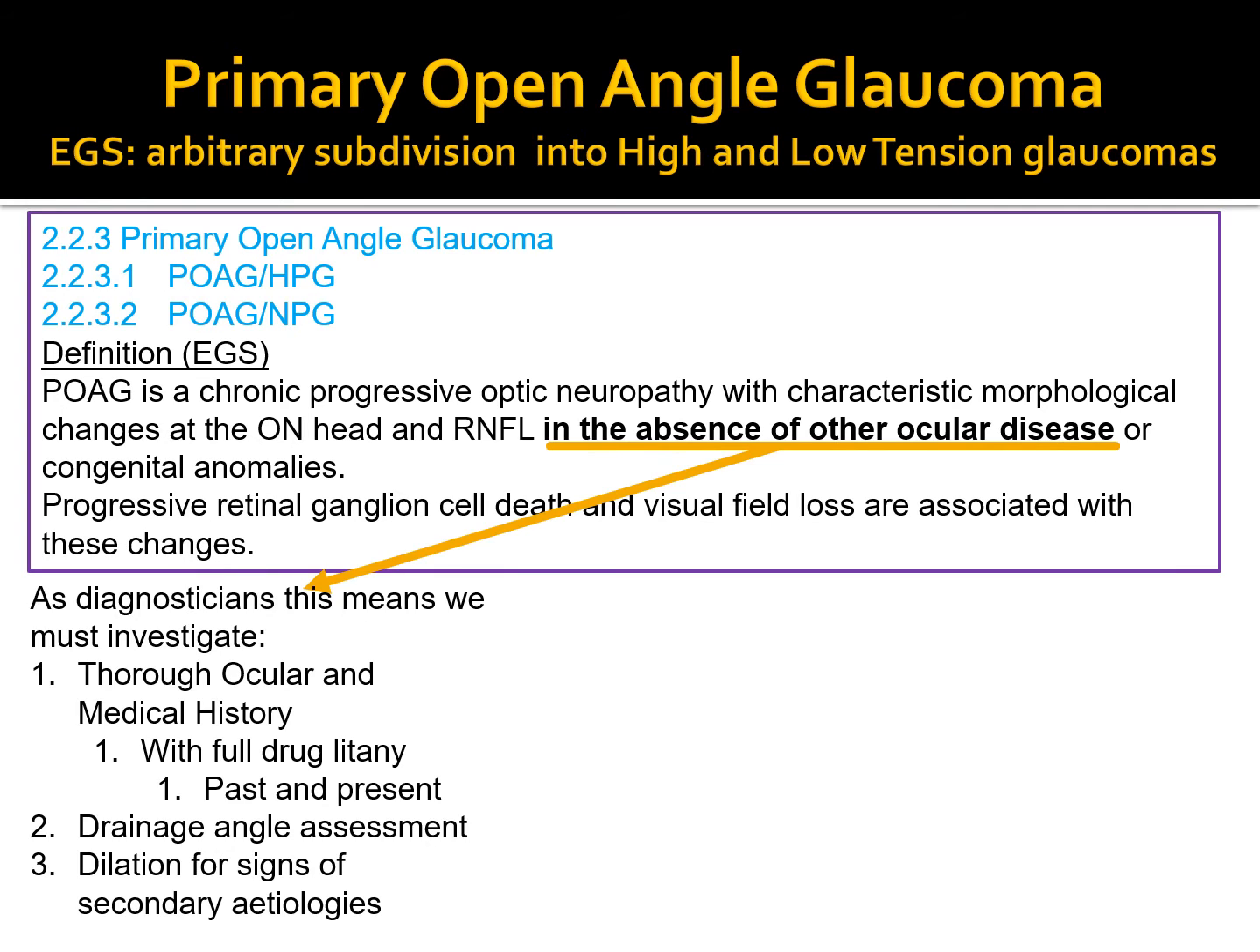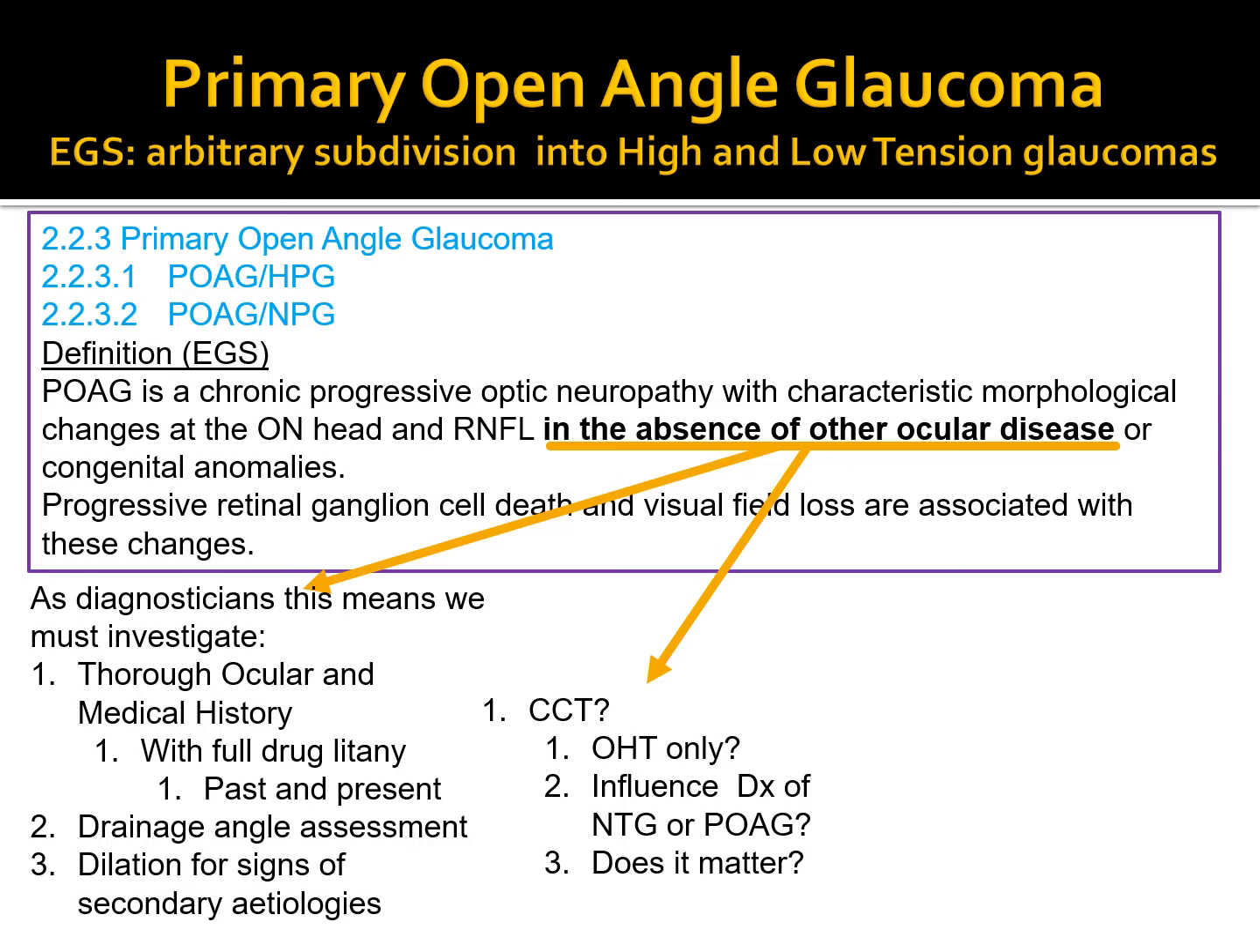So for instance, as diagnostician, this means we have to investigate first a thorough ocular and medical history with a full drug litany, past and present, drainage angle assessment, and we need to do dilation for signs of secondary etiologies. It's no point just reading that definition and saying, yeah, that's what it is. It's got to be in the absence of other ocular disease.